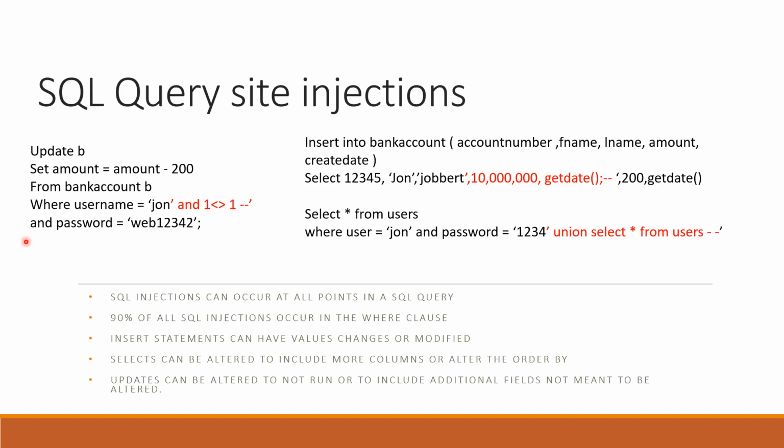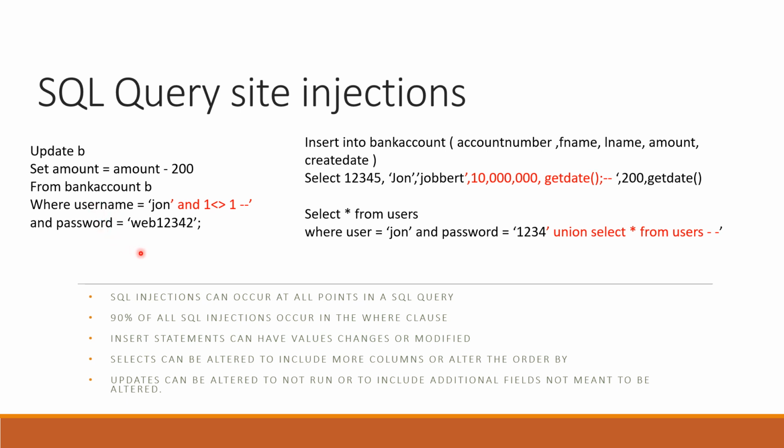Insert statements, for instance, can have values changed or modified. Select statements can be altered to include more columns or alter the order by to show more recent columns or out of order. Updates can be altered so they do not run, or they include additional fields that are not meant to be updated. Here in the first example is the update statement.